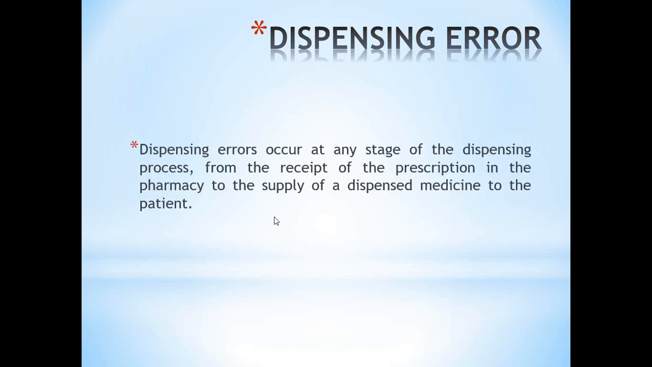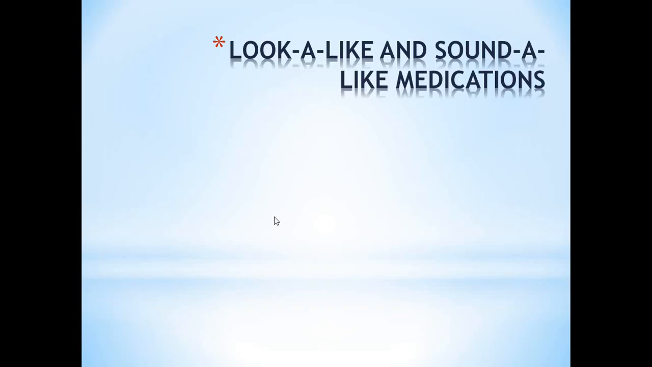Now the dispensing error, what kind of error is it? It occurs at any stage of the dispensing process, from the receipt of the prescription in the pharmacy to the supply of a dispensed medicine to the patient. It is on the dispensing counters, by the pharmacist, during the supply of medicine from the dispensing counter into the hands of the patient. During the course of this treatment everything has gone right, but at the counter, the prescribed medicine is correct but the dispensed medicine was incorrect, and it may cause a lethal or fatal effect to the patient if the patient takes it.